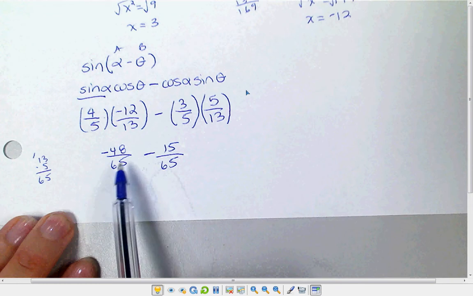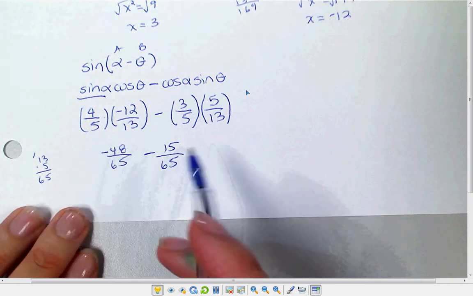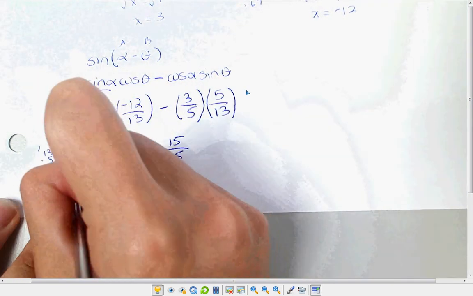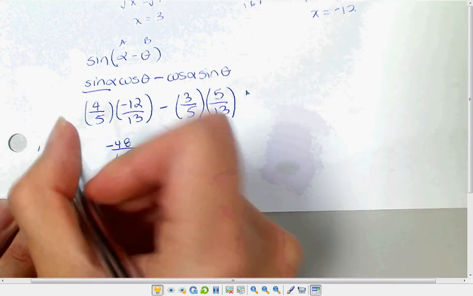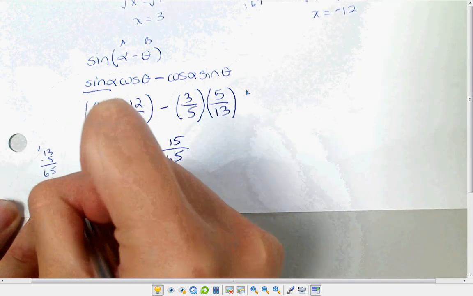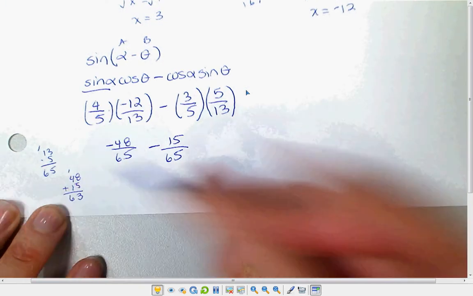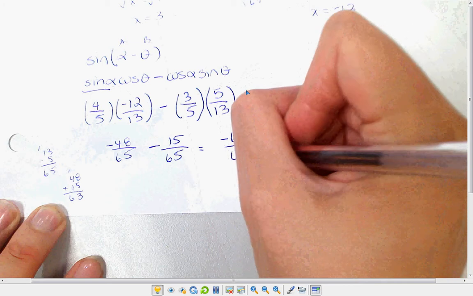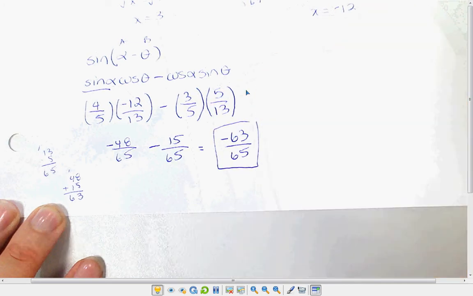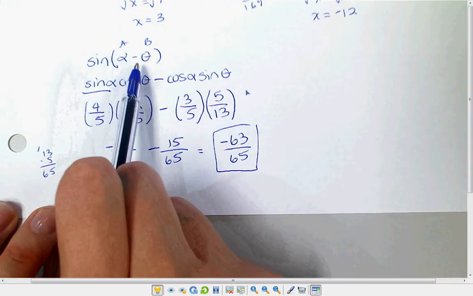My denominators are already the same, so I can just subtract 48 minus 15. Because it's negative and it's becoming even more negative, I'm actually going to add these two together. Which gives us negative 63 over 65. And that is what sine of alpha minus theta is.